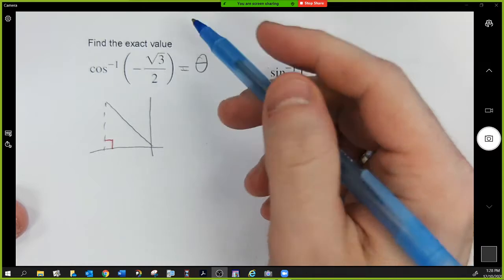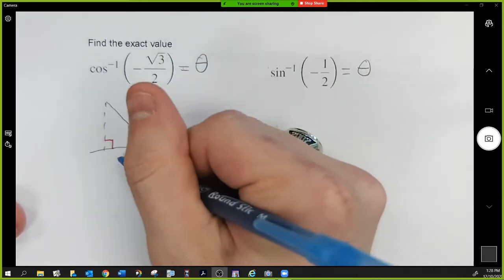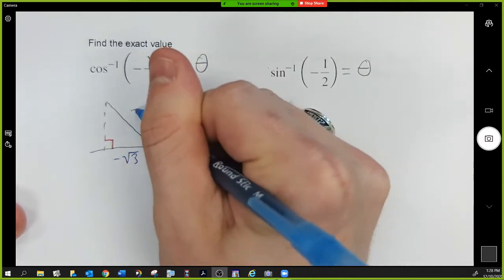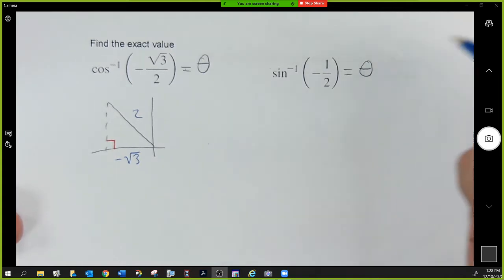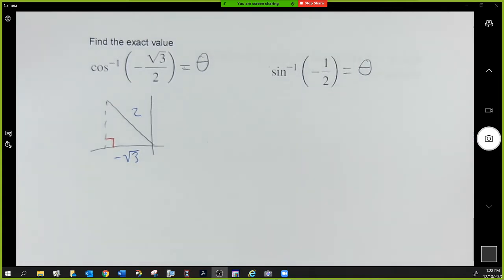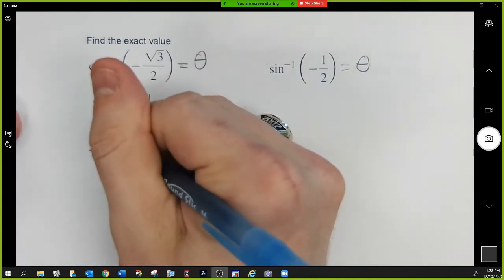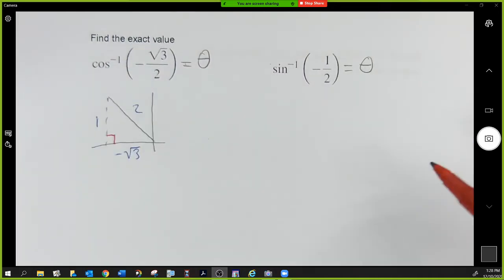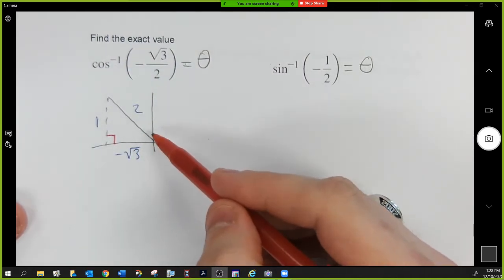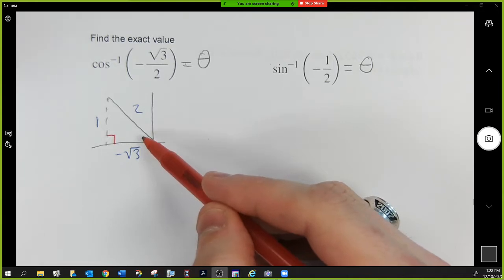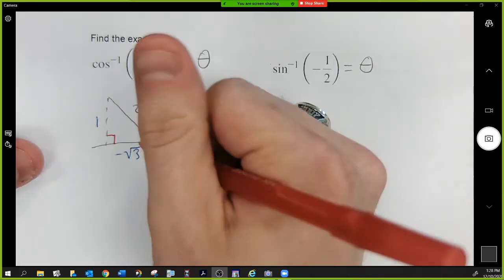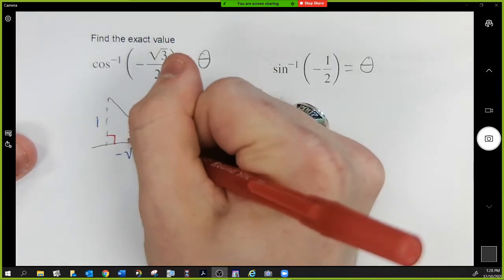Cosine is x over r, so that makes this negative root 3 here, and the radius is 2. Well, quick Pythagorean theorem or memorization of our special right triangles tells us this is a 1. So my question is, what is the reference angle in this triangle? It's a 30-degree reference angle, because it's across from a 1.